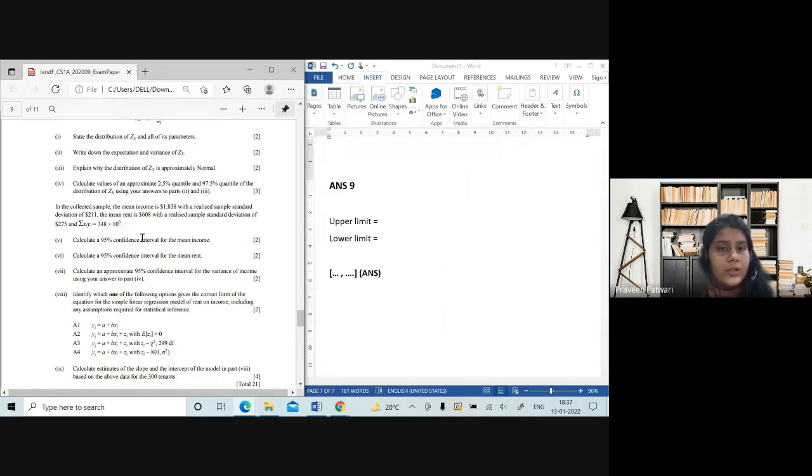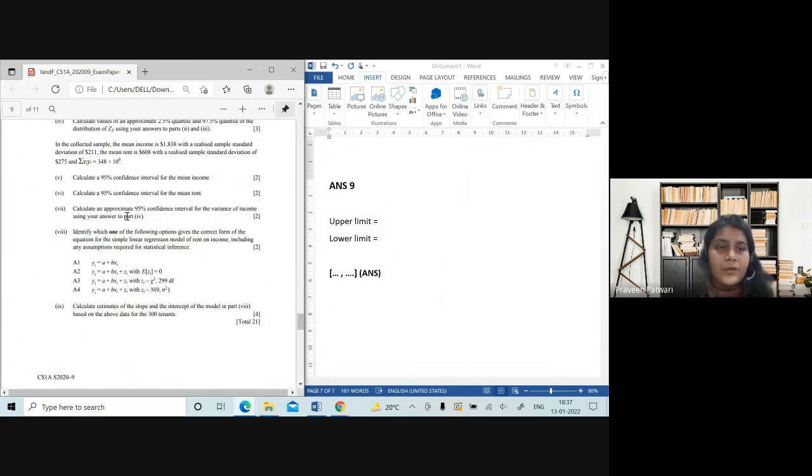Next part, even part 7 is a confidence interval, so it's fine. Part 8 is: identify which one of the following options gives the correct form of the equation for the simple linear regression model of rent on income, including any assumptions required for statistical inference. You just have to mention the option number, since even the assumptions and conditions are mentioned in the MCQ options. So nothing at all has to be written, just the option number.